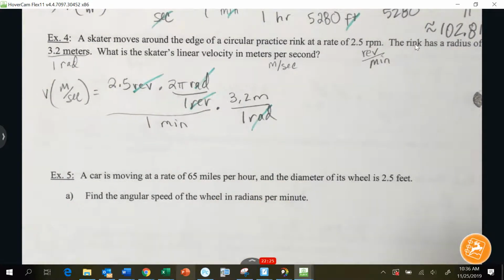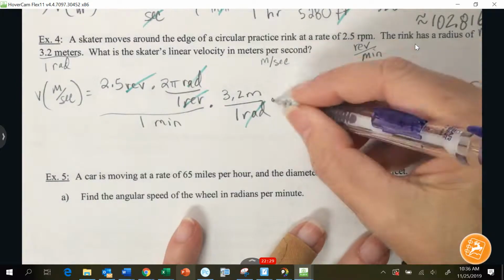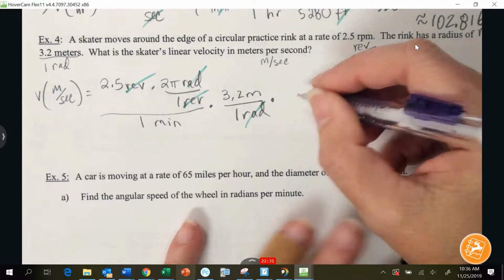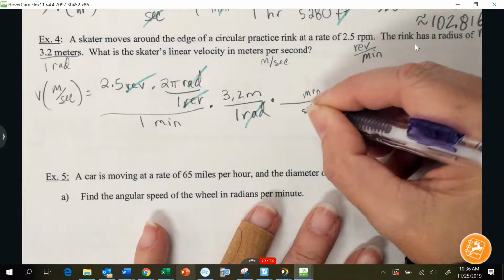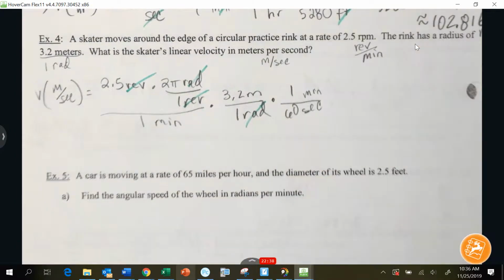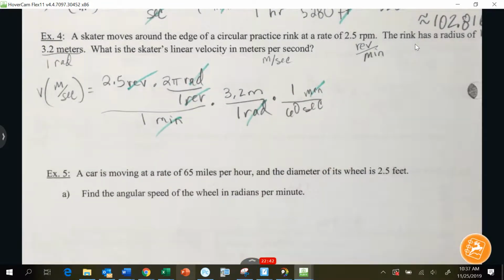Is that what I want when I'm done? If that's not it yet, we're going to throw in an extra conversion. I need to cancel out minutes, and I want seconds when I'm done. So I have 1 minute per 60 seconds. That'll cancel my minutes, and I can multiply straight across.